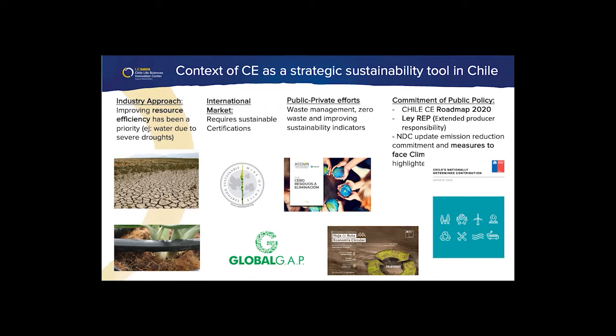It's important to mention that we're not starting from zero. There have been a lot of public and private efforts, and also the commitment of public policy. For instance, today Chile is writing the circular economy roadmap that's going to be published in 2020. It will have ambitious goals for achieving sustainability and circular economy by 2040. Also, the recent NDC emission reduction commitments. So we need to understand that the circular economy will be connected to all of these efforts. It's not an isolated thing.